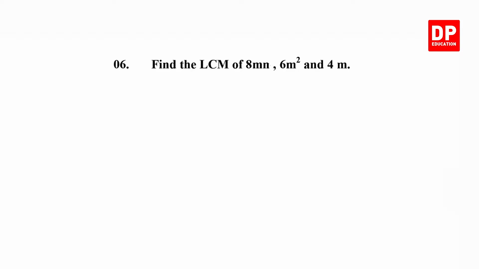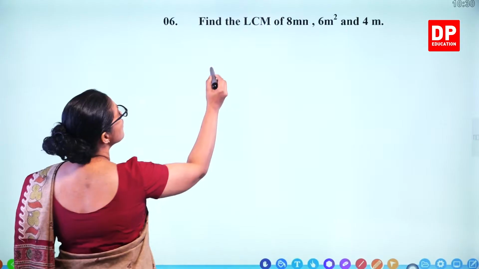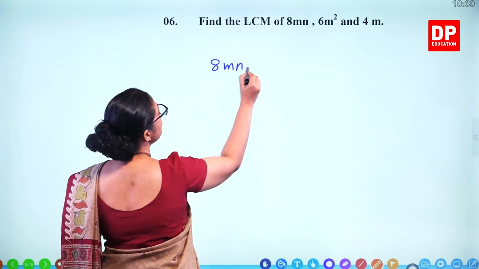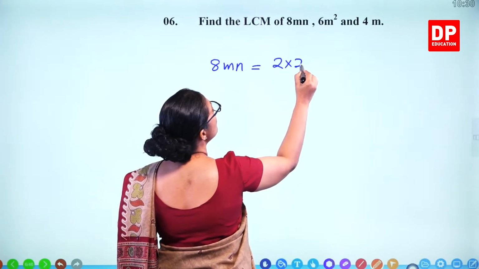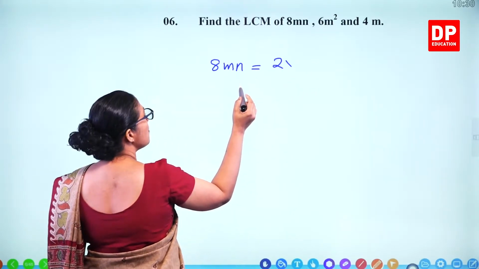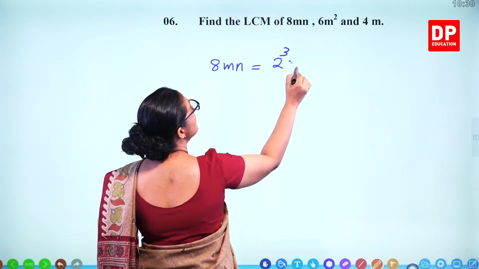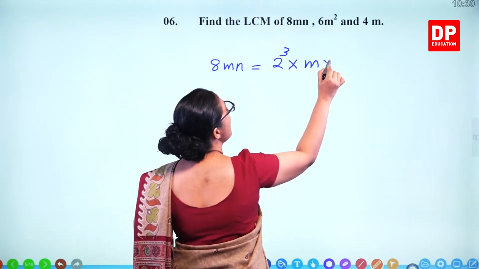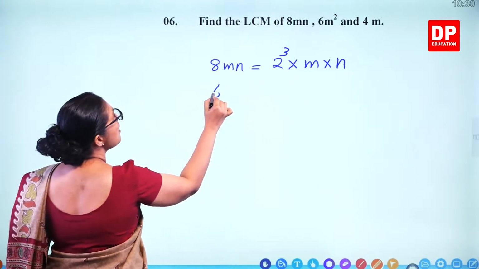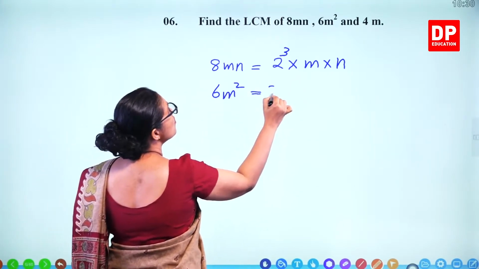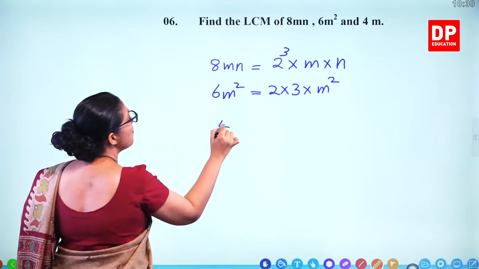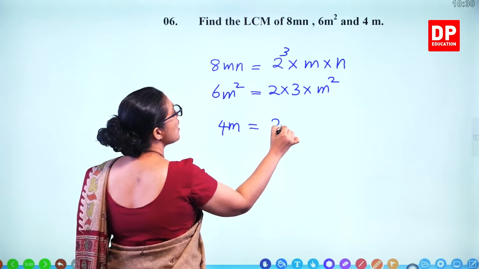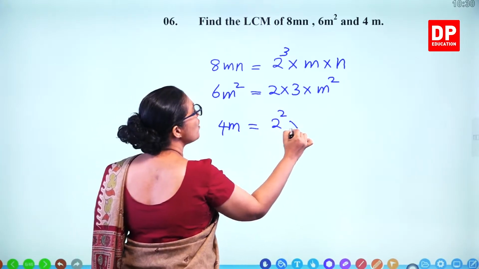Question number 6. Find the lowest common multiple of 8mn, 6m squared and 4m. So, 8mn, that's 2 times 2 times 2, or you can write 2 to the power 3. So, 2 to the power 3 into m into n. 6m squared, how can you write? 2 times 3 into m squared. 4m, that's 2 times 2, 2 to the power 2 into m.